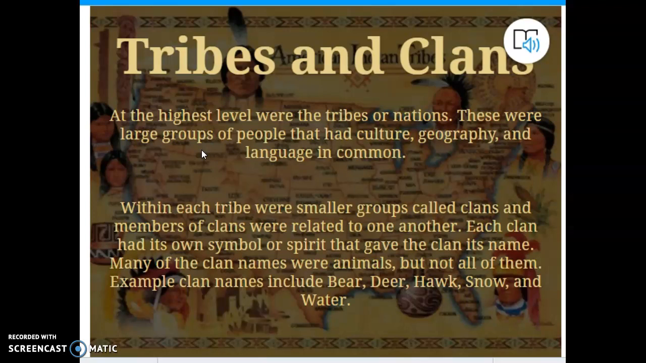That would make a lot of sense. If you lived in the mountains of North Carolina, your clan could be called the Bear or the Deer, the Hawk, maybe even Snow, because we do get some snow in our mountains. So it had a little bit of effect, but these were the people that were related to each other.